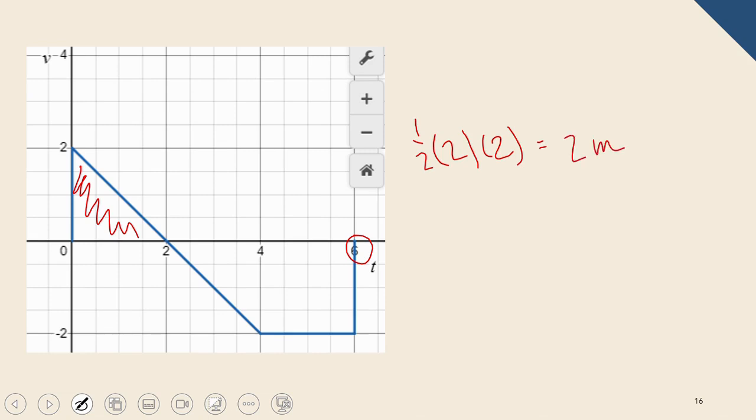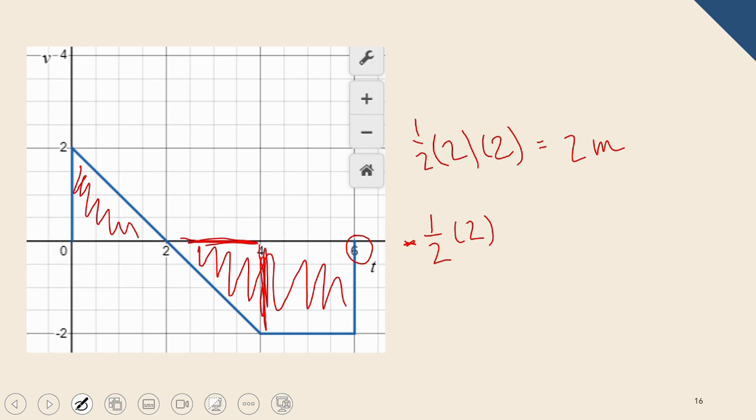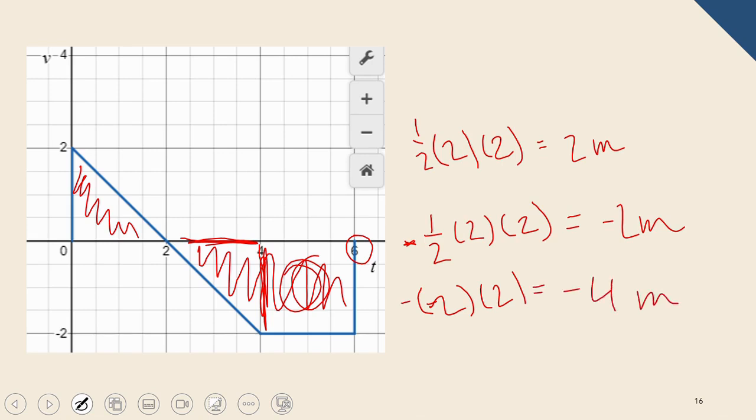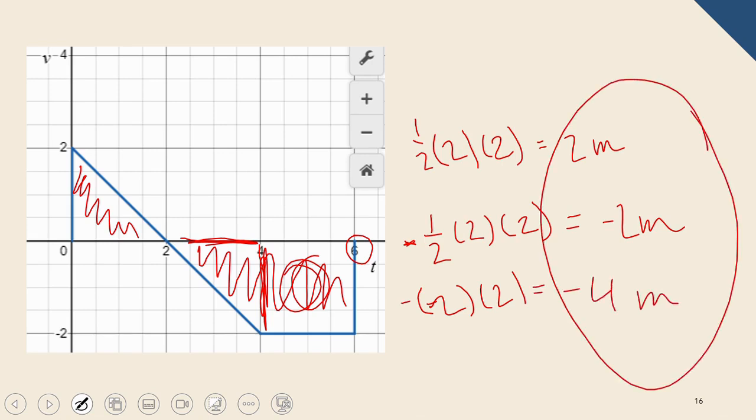And then we have to take the area of this portion. But remember, this is going to be negative, okay? So negative, and then let's split this up into a triangle and square. So negative 1/2 times the base of this triangle, which is 2, times the height, which is also, again, 2. So that's going to be a negative 2 meters. And then this square over here, which is side length of 2 times the side length of 2, is also going to be negative, so negative 4 meters. And then if we add this all together, that gives us negative 4 meters that this object traveled in total over those 6 seconds.